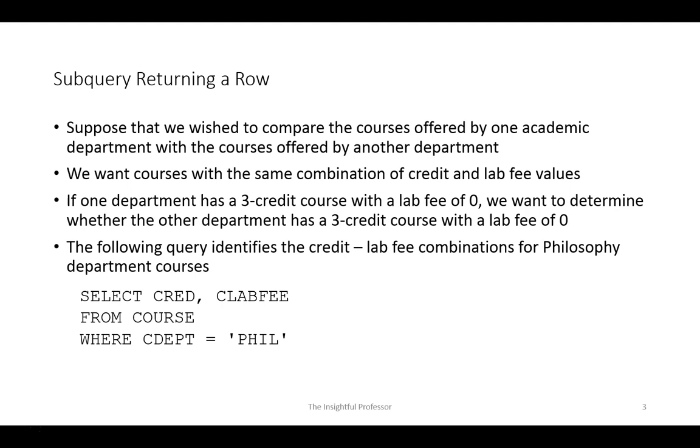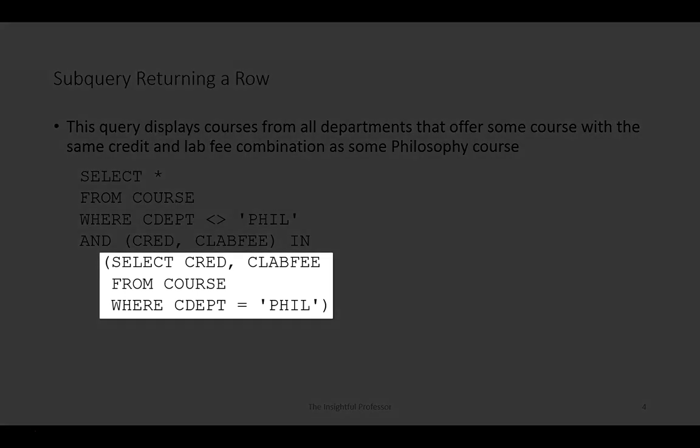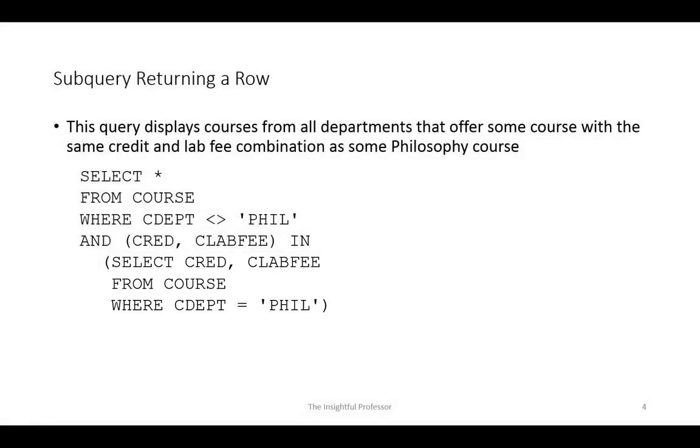Now, because a subquery can return multiple columns, that is a degree greater than 1, as well as multiple rows, a cardinality greater than 1, we could pass the result set of this query into another query. Here we're using the query that we just showed as a subquery. Remember, it is returning 2 values in each row, credit and lab fee.